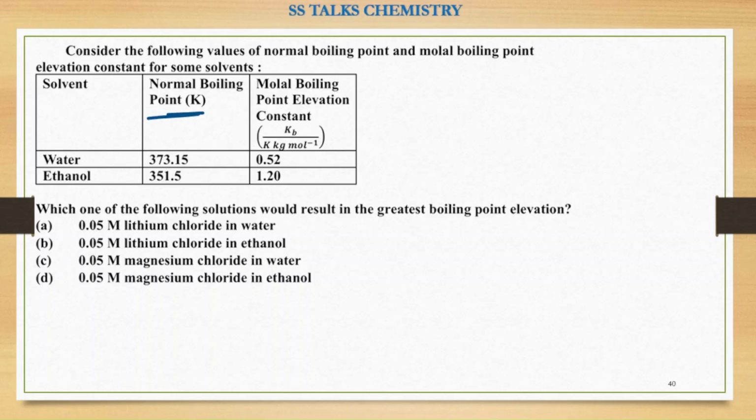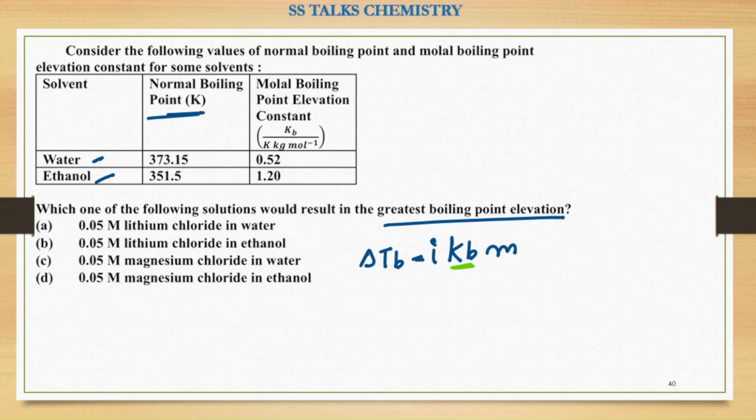So the normal boiling point and the elevation constant, that is the Kb value, are given to us for two of the solvents. One is water and the other is ethanol. Which one of the following solutions would result in the greatest boiling point elevation? Okay, so we know that delta Tb equals i into Kb into m. So two factors are playing the role.